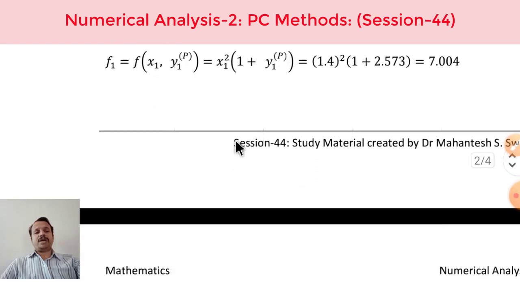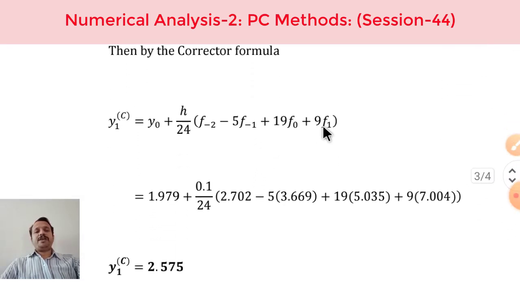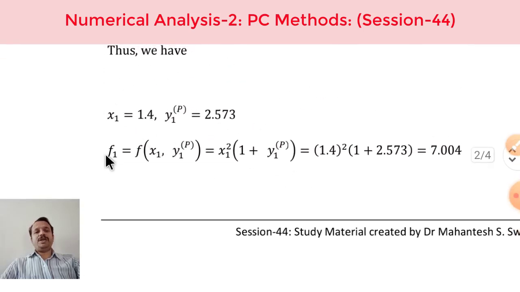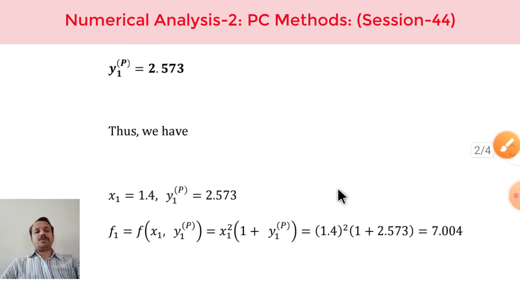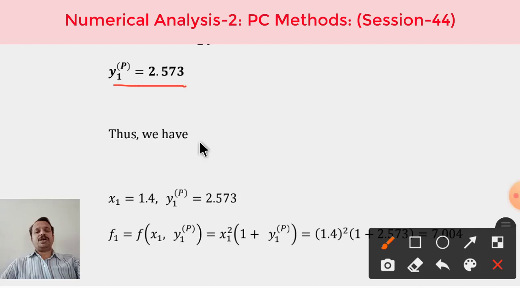What actually is the corrector formula? In the corrector formula, if you observe, we have f1. So f1 here stands for what? F1 is f at x1 comma y1. So which value of y1 is to be used? The value of y1 which is known to us must be used. Which is the known value of y1? The known value of y1 is this, and that should be used here. That's all. So f1 is to be calculated by using this particular y1.